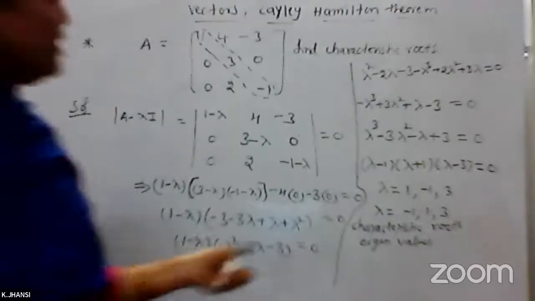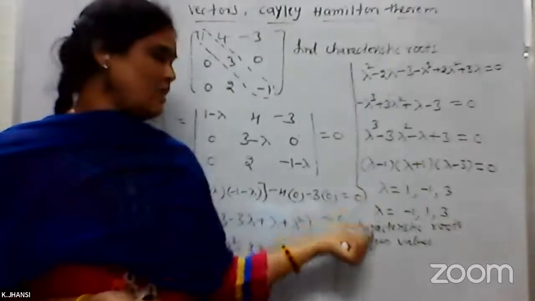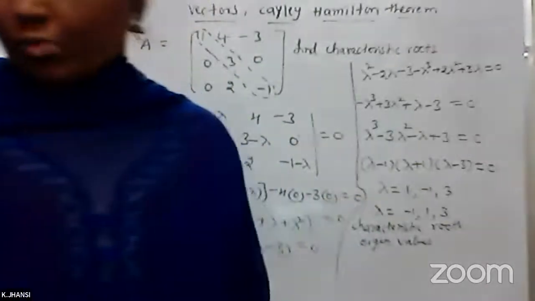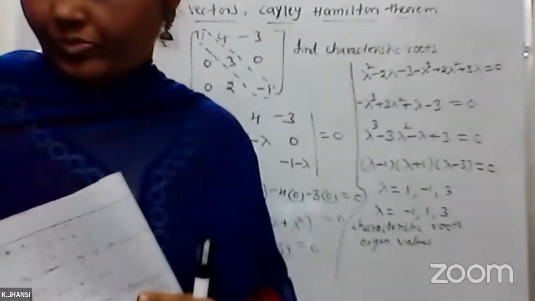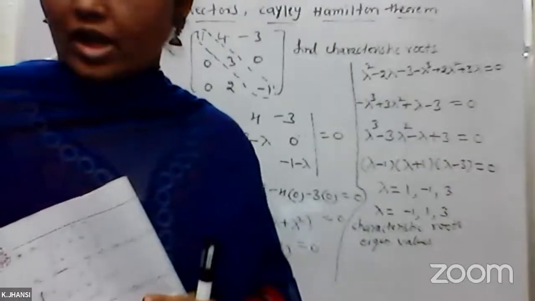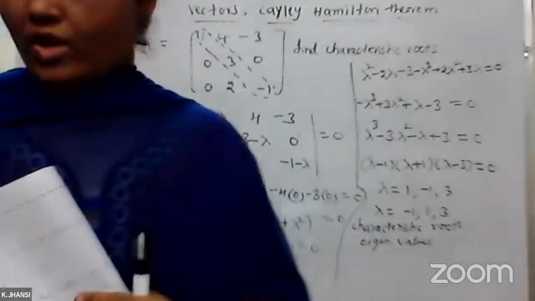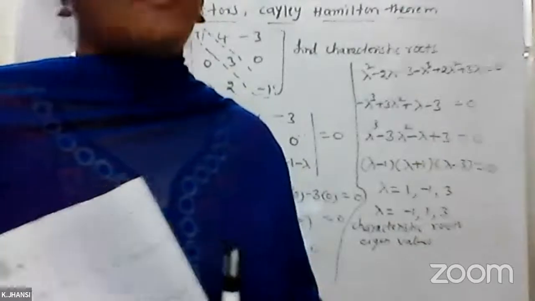So that will be a lengthy process. Tomorrow, if I have the time, I will tell you about eigenvectors also. Or else you have the example problem in your textbook, page number 99. Determine the characteristic roots and the corresponding characteristic vectors of the matrix.